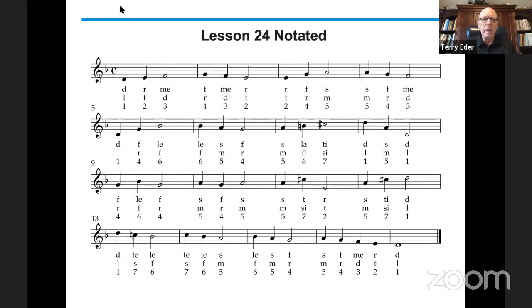Okay, so here it is in notation. So all three systems and just straight through without the call and response. And this one is in D minor. Do, re, mi, fa, mi, re. La, ti, do, re, do, ti, or 1, 2, 3, 4, 3, 2. Okay, and I did it a little slower. So you can practice with that, like that, okay?